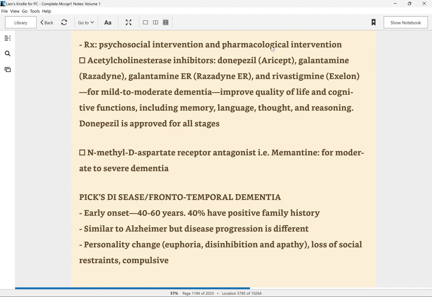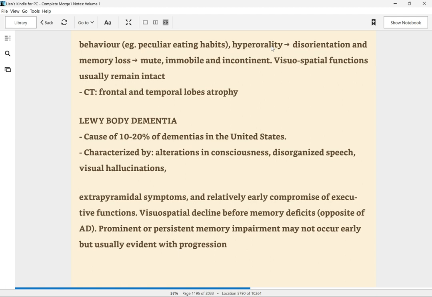Pick disease, frontotemporal dementia: early onset, 40 to 60 years. 40% have positive family history. Similar to Alzheimer's, but disease progression is different. Personality change, euphoria, disinhibition and apathy, loss of social restraints, compulsive behavior, e.g., peculiar eating habits, hyperorality → disorientation and memory loss → mute, immobile, and incontinent. Visuospatial functions usually remain intact. CT: frontal and temporal lobe atrophy.